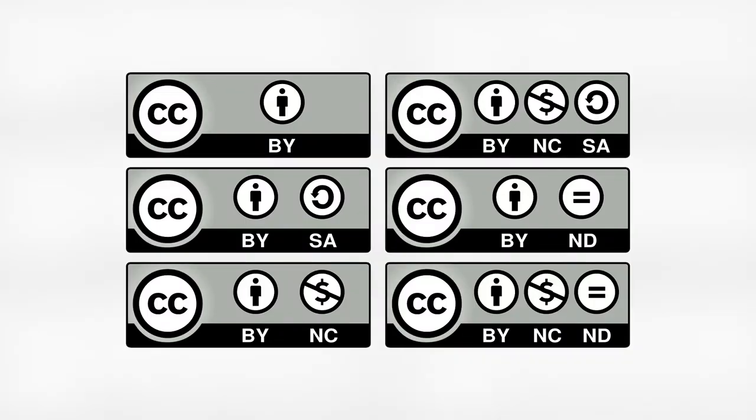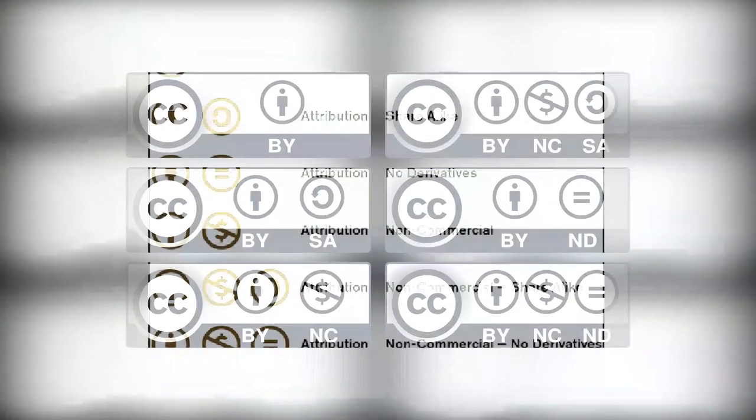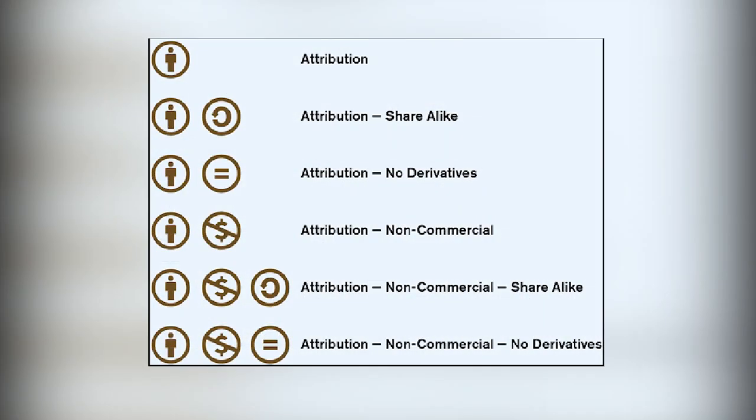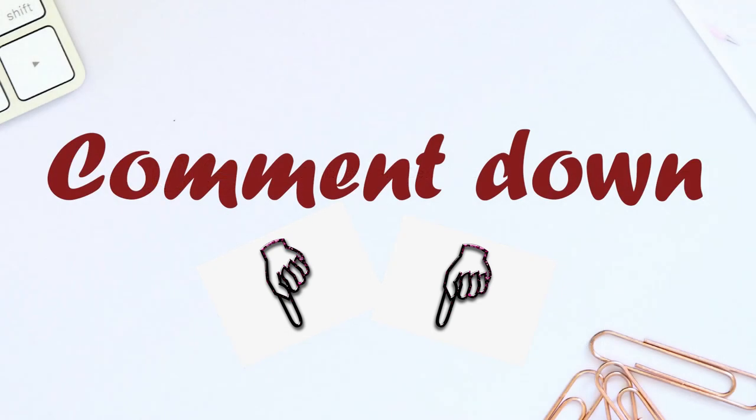Now, if you are using CC videos or any other CC content, that can be music or photos or any other thing, then you need to consider these six CC licenses. It's because YouTube is not the only platform where you can get CC content. There are many other platforms where you can get Creative Commons content. If you want to know the details about the other CC licenses or the platforms where you can get other CC content, then do let me know in the comment section.